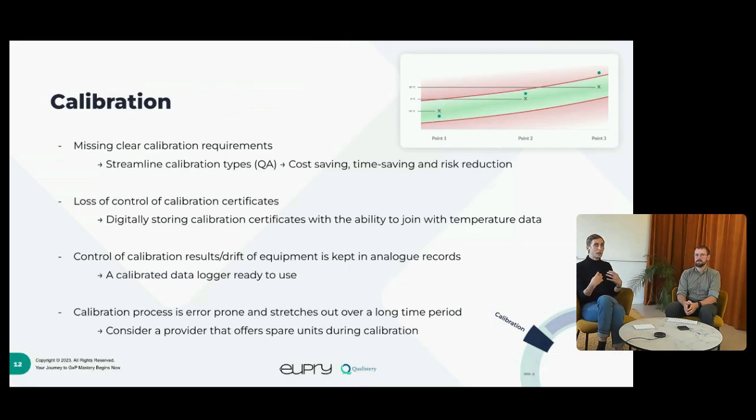Because the way that we do it is basically just to swap the data logger and then digitally also swap the calibration certificate in the software, and that really makes it a completely different process. It's just going to take you an hour to replace 80 data loggers basically. Yes. But have a look at our website to check that process out.